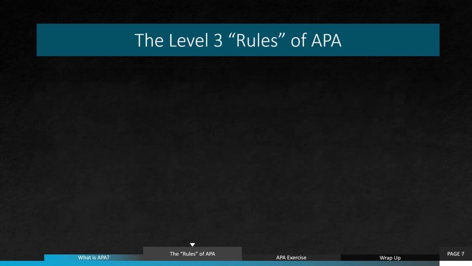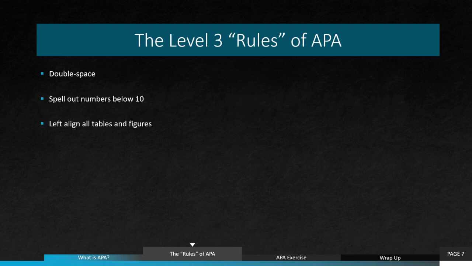Let's now look at the Level 3 rules of APA, which specifies mechanics. First, you should use double spacing, which is similar to MLA. Next, you should use numerals for numbers 10 and above, but spell out numbers 9 and below. You should left align all tables and figures and use footnotes sparingly.